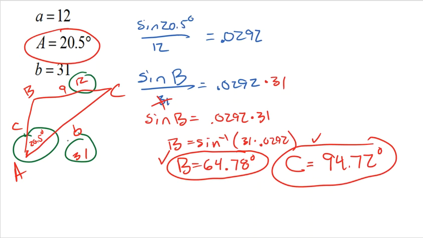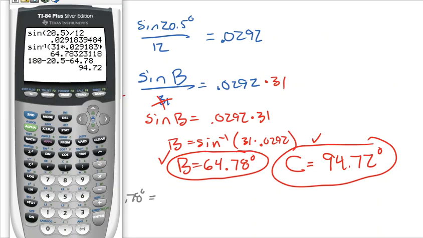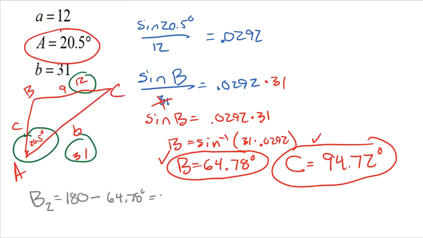But remember, and I can't stress this enough, the only time you have to worry about this is in the ASS scenario. So in this scenario only do I have to say, well, wait a minute, there could be a second option for B. To find that second option, you just take 180 minus B, which is 64.78 degrees. And this tells me that the second option, 180 minus 64.78, is 115.22 degrees.